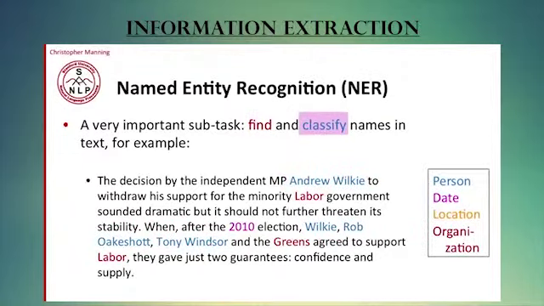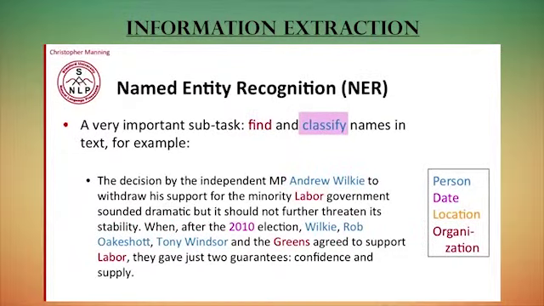So we're going to say that this name here is a person name, this here is the name of an organization, this is a date, and then we have a sequence of further person names. Sorry, I guess this one's Rob Oakeshott and goes across the line break.